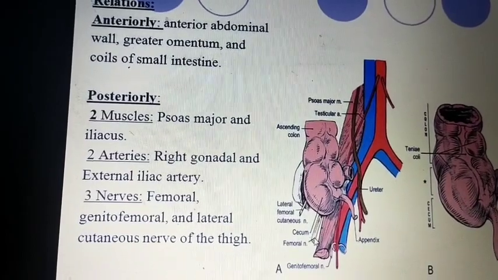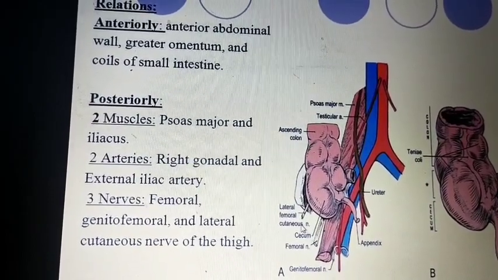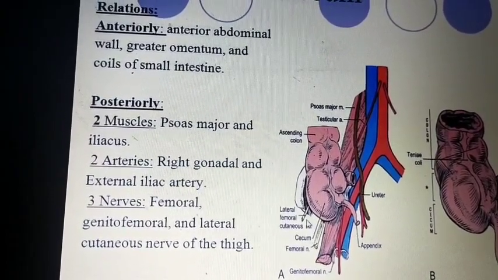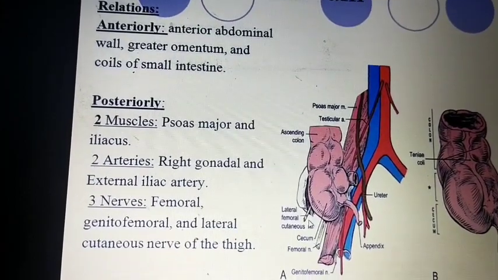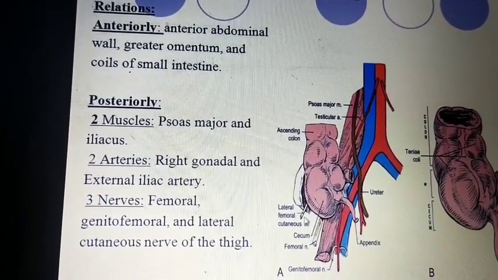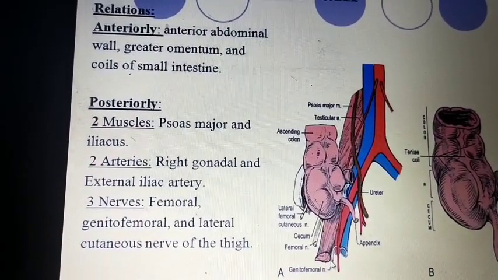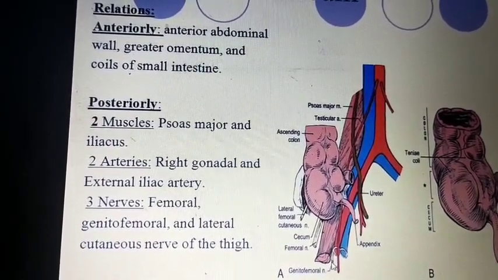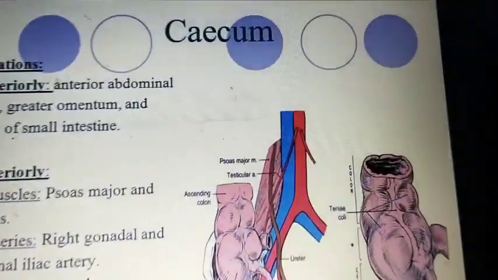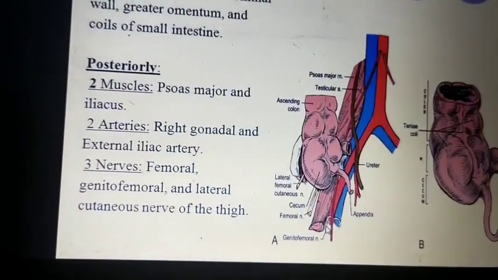And three nerves. One is the femoral nerve, the genitofemoral nerve, and then the lateral cutaneous nerve of the thigh. This is the femoral nerve and this is the genitofemoral nerve. You can see here. Okay, can go for the next slide.